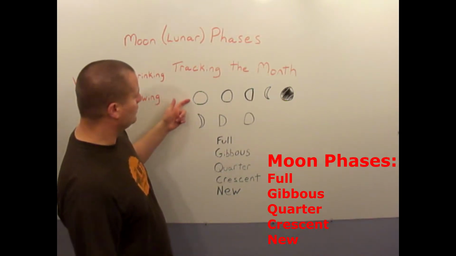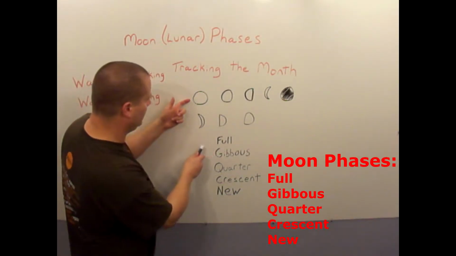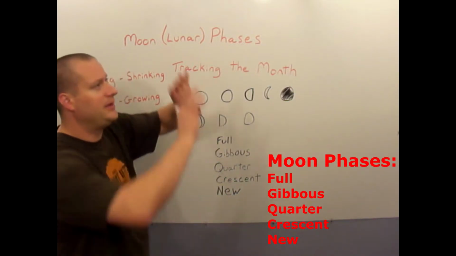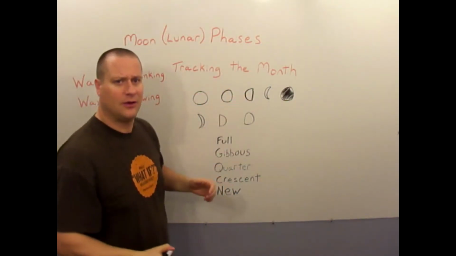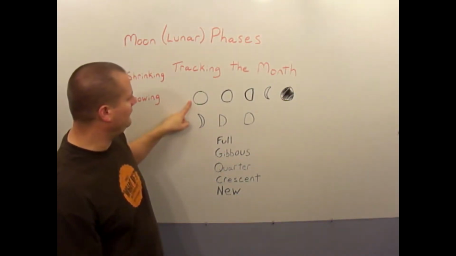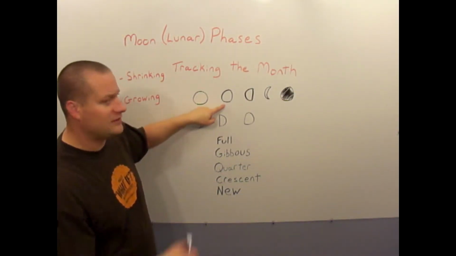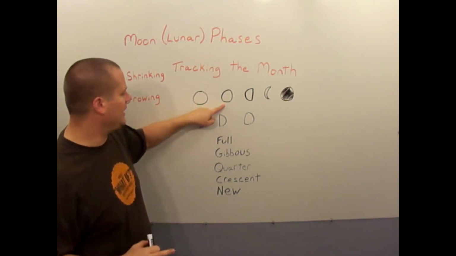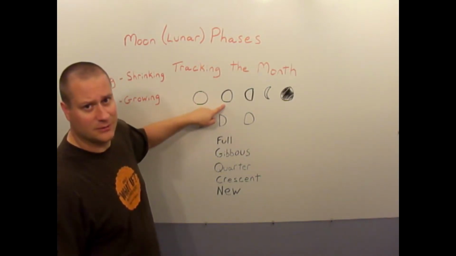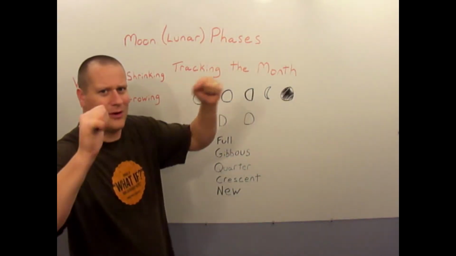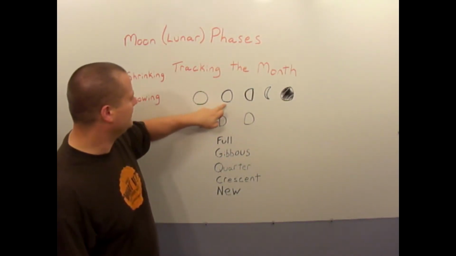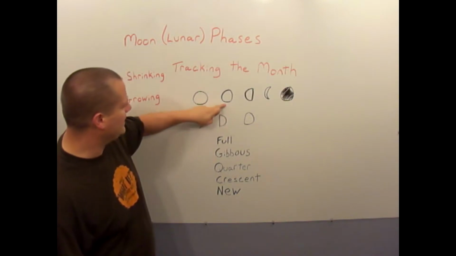So let's say we start with a full moon. Full moon, it's our first position. Big, round, perfectly round, glowing orb in the sky. Then a few days later, as the moon starts to shrink, it's called the gibbous moon. Think of it like, give us more moon, we want more moon. So gibbous is the next phase.